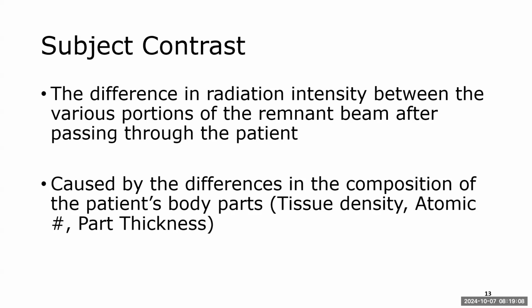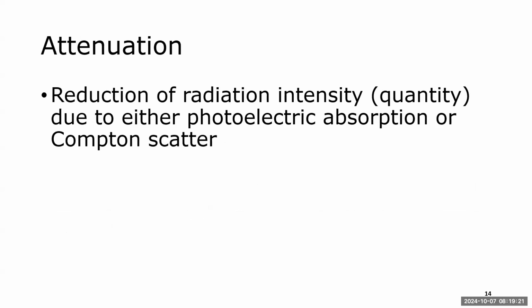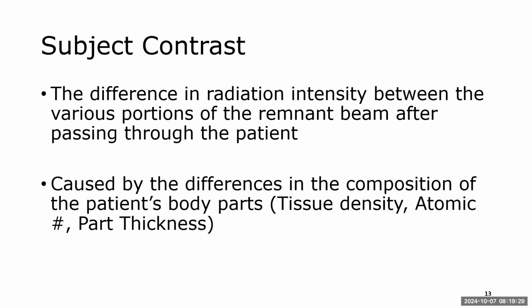So we're going to look at these three different things that change the amount of radiation that makes it through the patient's body. So whether we're talking about tissue density, atomic number, or part thickness. So we're going to look at each one of those individually and talk about how it makes a difference and how much makes it through. So this is a definition. Subject contrast, that's a definition that you've got to know.